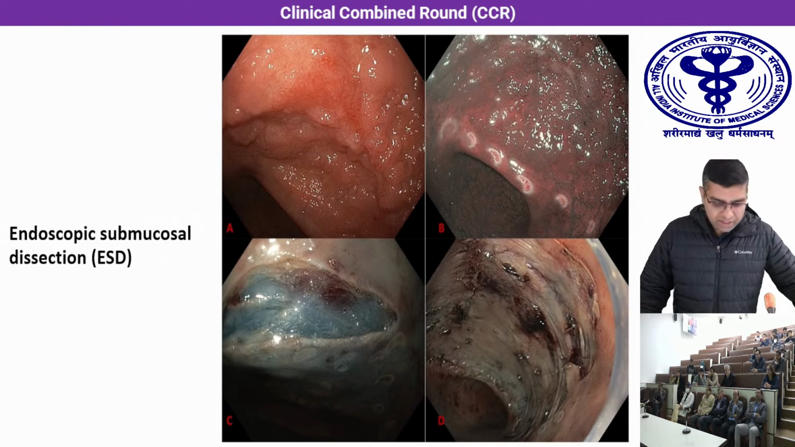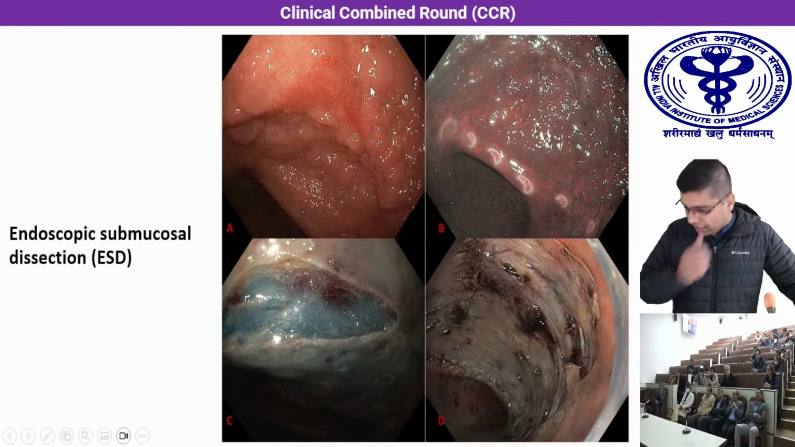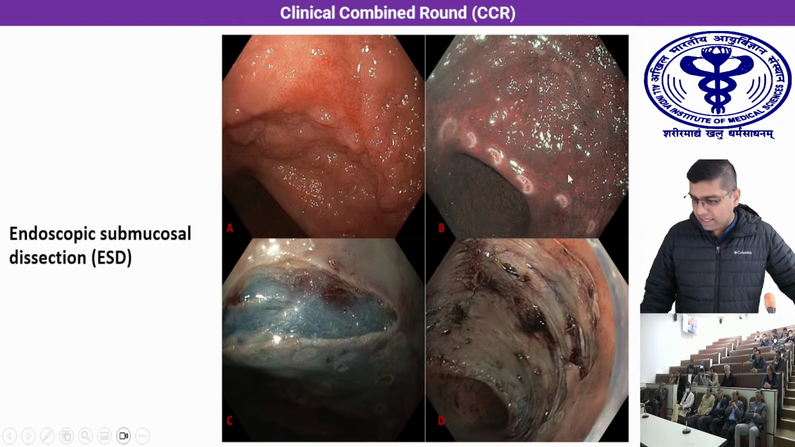This is one example of endoscopic submucosal dissection done for a rectal laterally spreading tumor. We can see after marking the lesion with an electrocautery, this is the submucosal plane after dissecting out the lesion, and later on the normal mucosa can be seen separated from the area where the lesion was placed earlier.